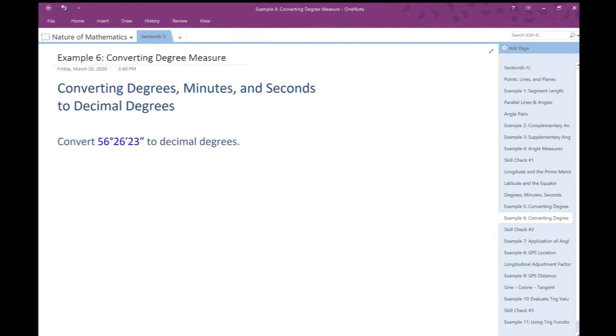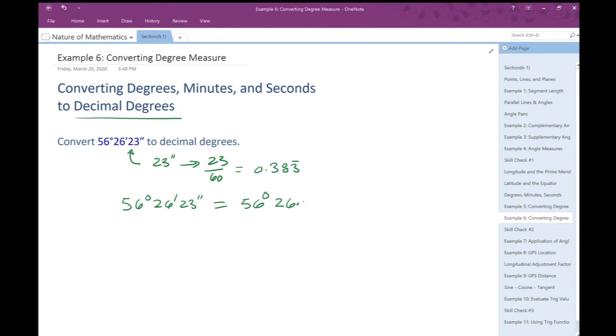Here's an example going in the reverse order. So now we want to take it from degree, minute, second form and express it as a degree in decimal. So we start from right to left here. We see that 23 seconds is 23 divided by 60. And 23 divided by 60 gives me 0.38333. So that means that 56 degrees, 26 minutes, and 23 seconds is equal to 56 degrees, 26.383 minutes. This is a decimal of minutes.